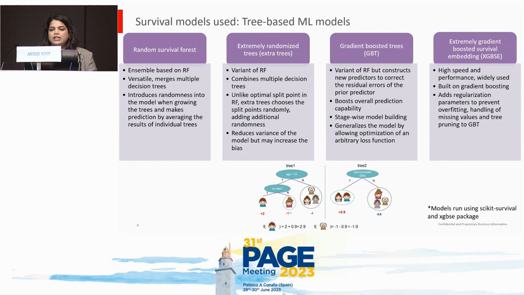And extreme gradient boosted survival, XGBSE, is just another way of doing gradient boosting, but on steroids, so it's computationally faster, and it also adds regularization parameters for overfitting. It is better for handling missing values. So if you're in a pinch and you want to use one method that might solve your problem, I would suggest using XGB first, and then maybe trying other methods. Chances are this would be faster and will give you the answer.